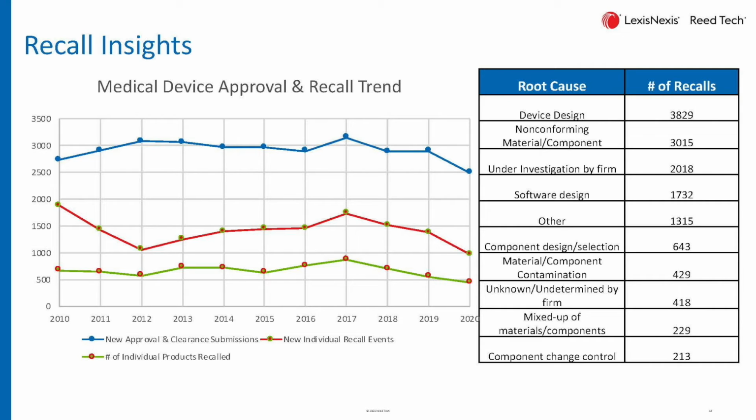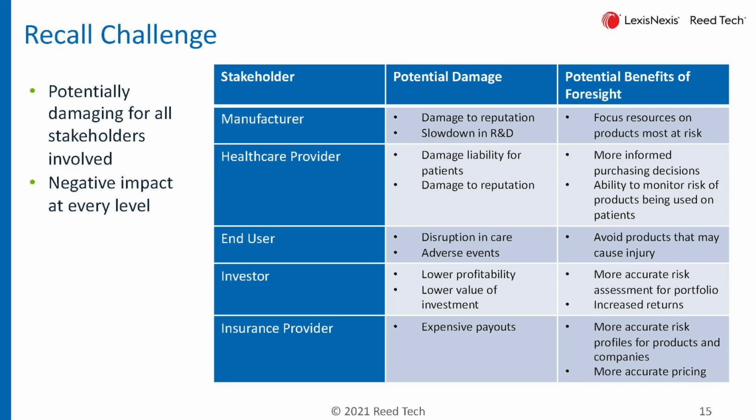So the question is, how can we mitigate the risk of a product being recalled? And this is important because these device recalls are expensive for all stakeholders, from the manufacturer all the way to the end user. And using that as an example, the manufacturer can have damage to their reputation, and they can also see slowdowns in research and development, while the patient can suffer from serious adverse events.